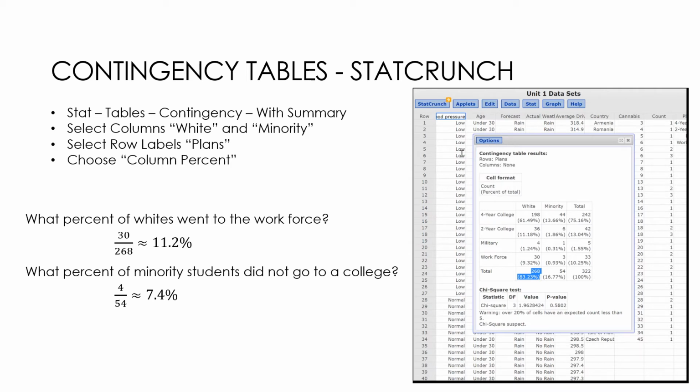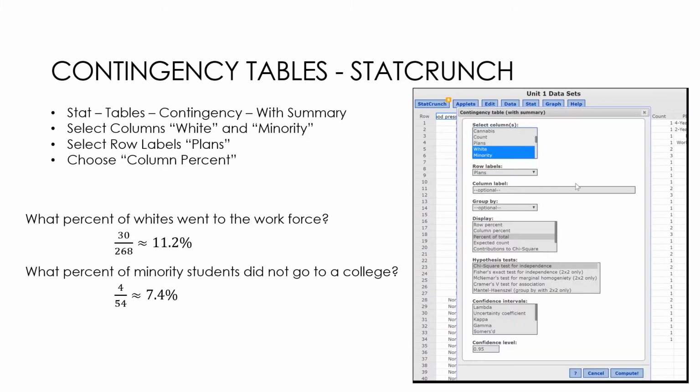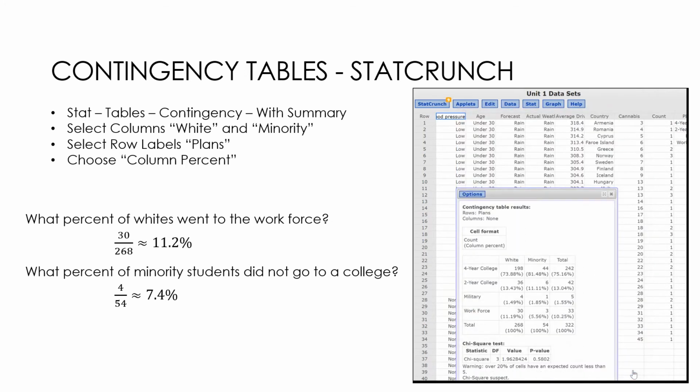Now, if I hadn't already done it, of course, I would go back to Stat, Tables, Contingency with Summary, but since I already have all of this data here, I'm just going to go back to my options and edit, and this is how I would do it if I were actually doing my homework assignment. Notice those are still selected, white and minority, and now instead of percent of total, in this case I'm going to choose column percent, because remember, I want the percent of the column to equal 100. I still included plans as my row label, so I didn't change anything up here. I've only changed column percent and click compute.